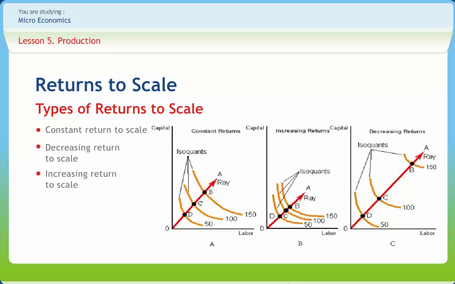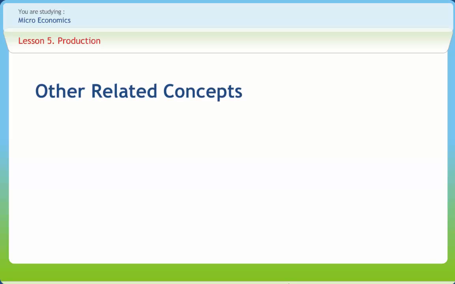These three types of scale occur because of various reasons, which are economies and diseconomies of scale, which change from time to time. Now let's discuss some other concepts.